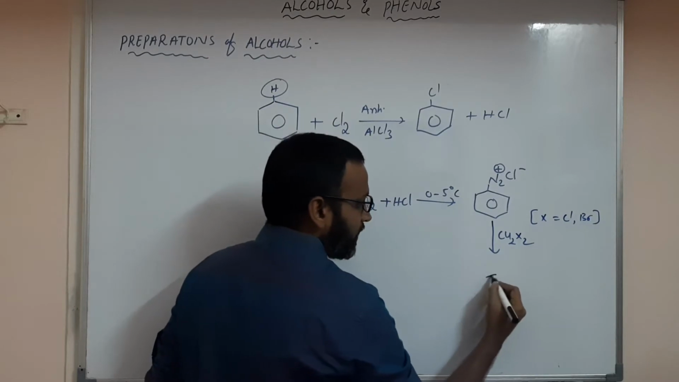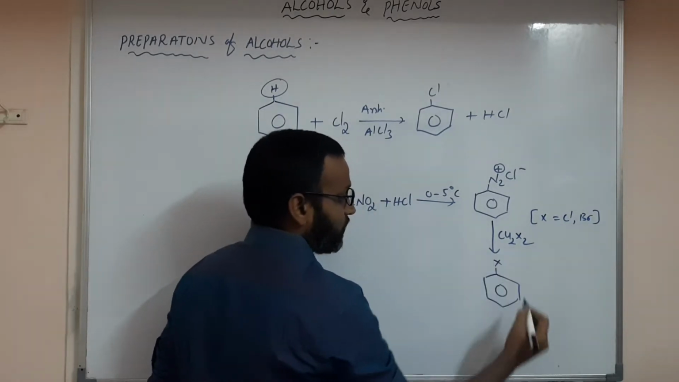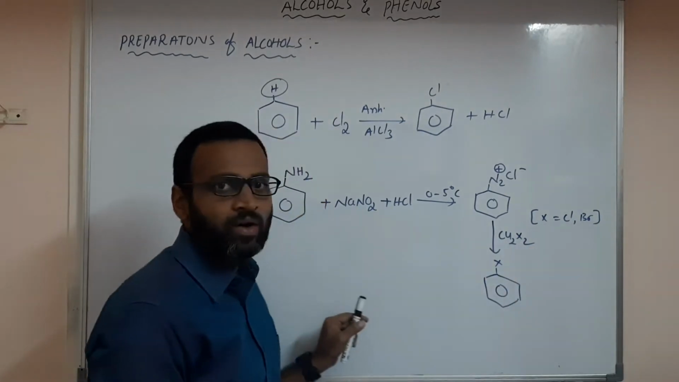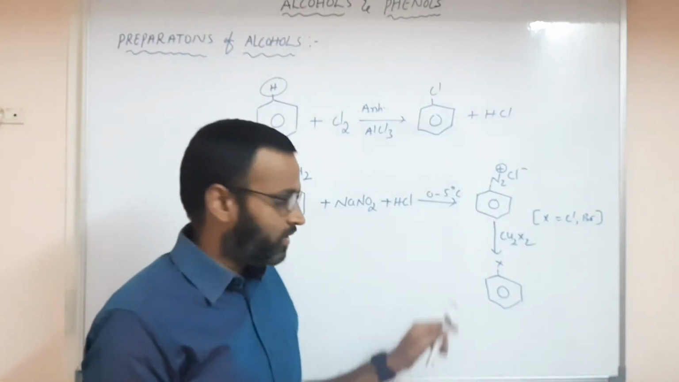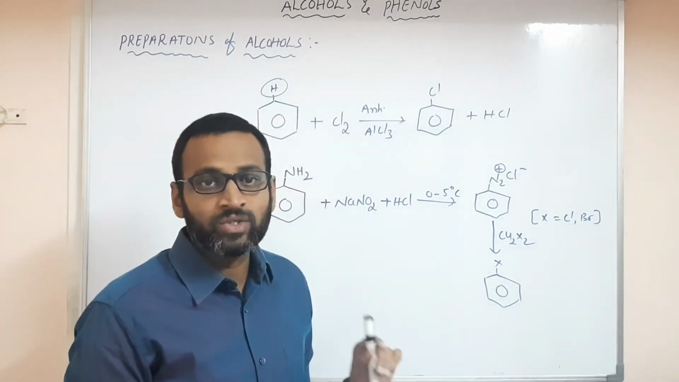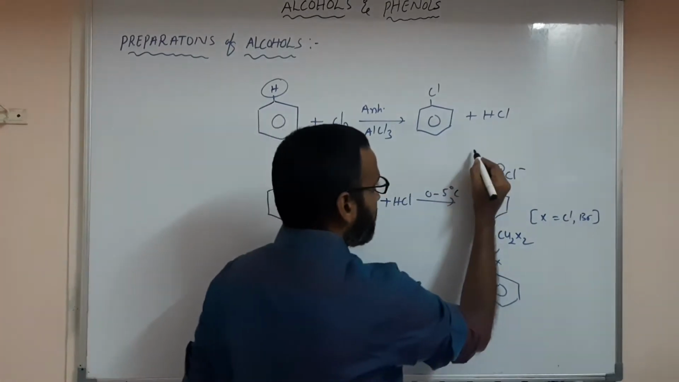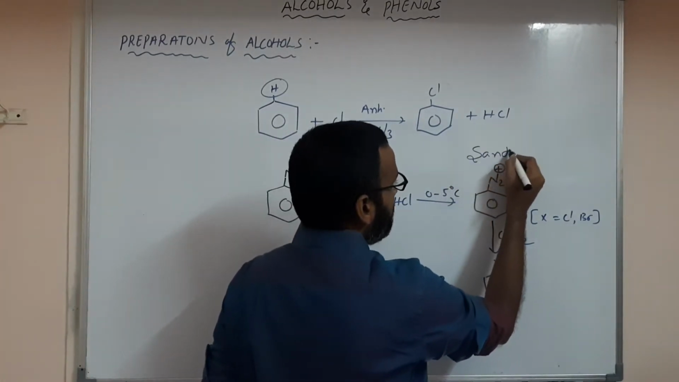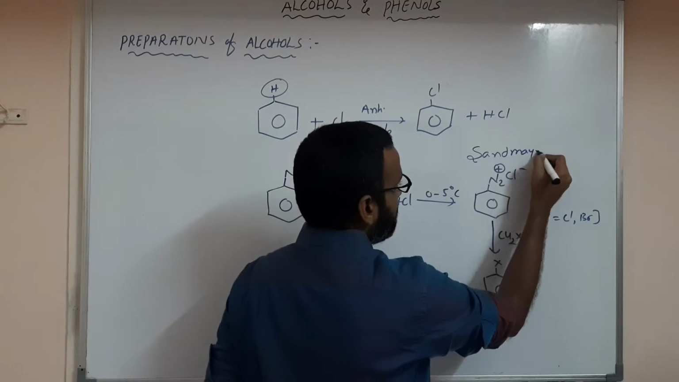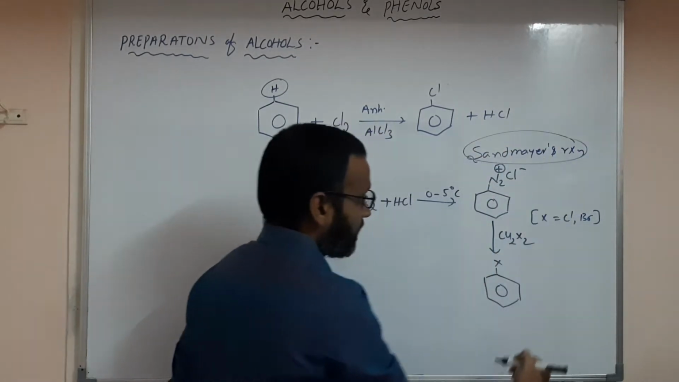Then you will get C6H5X. What is X? Either chlorine or bromine here. This all we will cover in amines, diazonium chlorides, where I will explain all these things. So now remember, this particular part is called the Sandmeyer reaction.